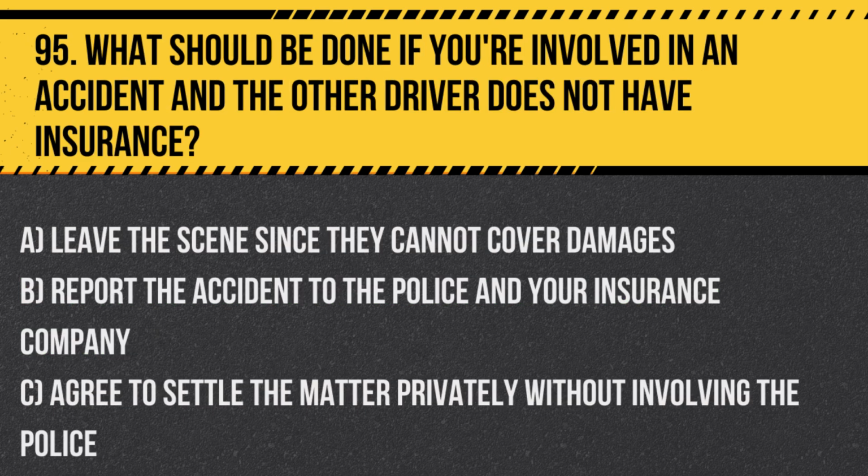Question 95. What should be done if you're involved in an accident and the other driver does not have insurance? A. Leave the scene since they cannot cover damages. B. Report the accident to the police and your insurance company. C. Agree to settle the matter privately without involving the police. Answer. B. Report the accident to the police and your insurance company. This is necessary to ensure that all legal and insurance procedures are correctly followed.